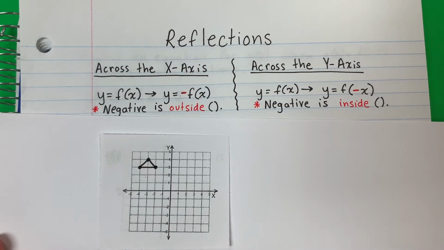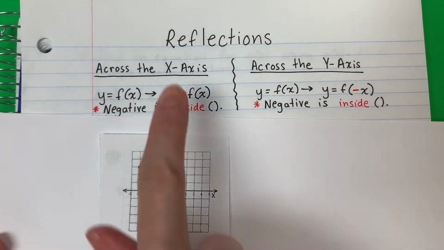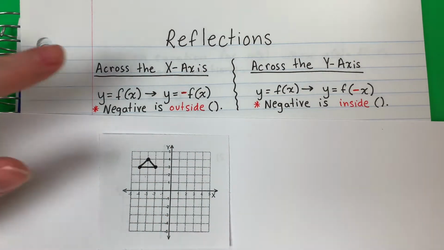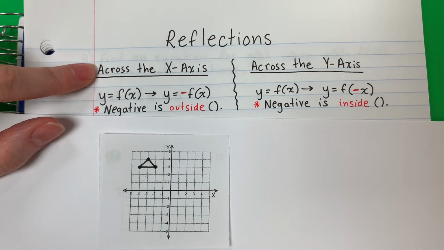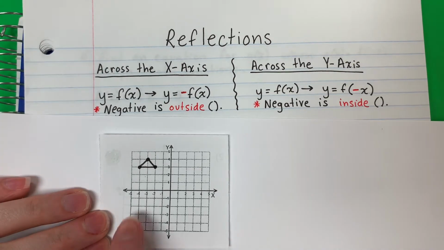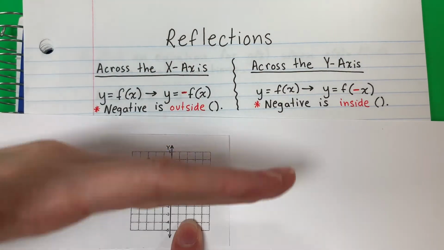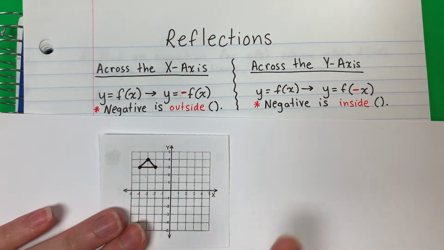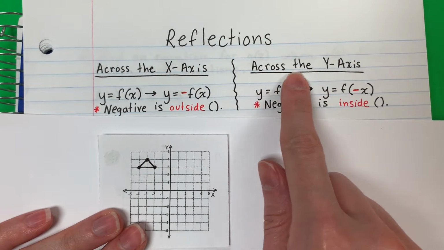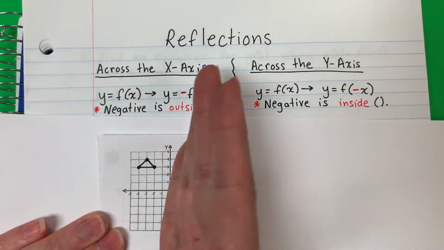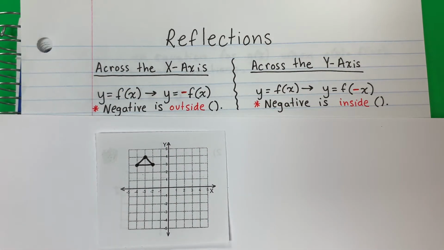The second transformation that we are going to discuss is reflections. There are two types of reflections. There's the reflection across the x-axis. So here is the x-axis. You would be flipping it like this. And then there is reflection across the y-axis. This is the y-axis, and you would be reflecting like this. So let me go ahead and show you.